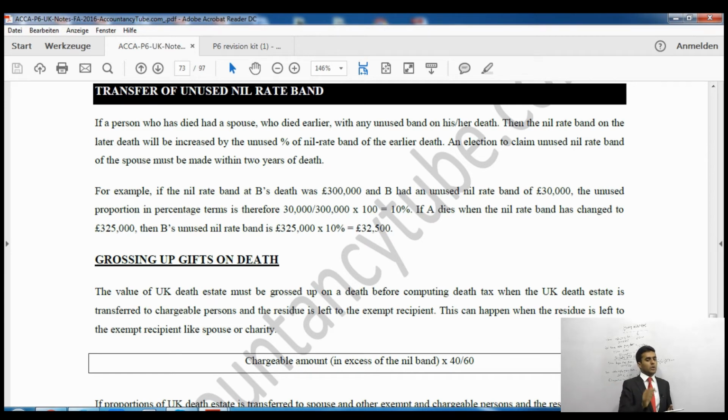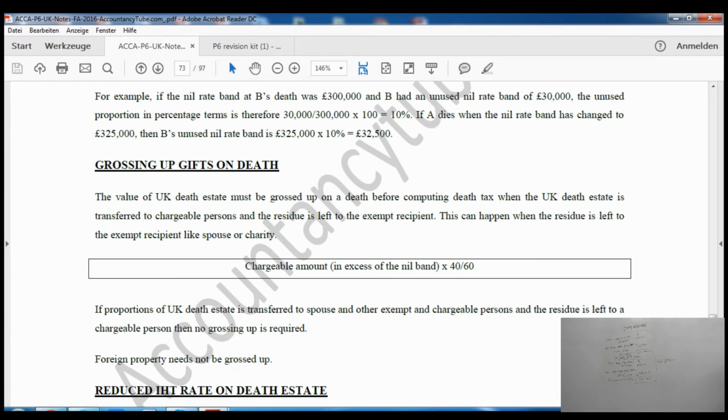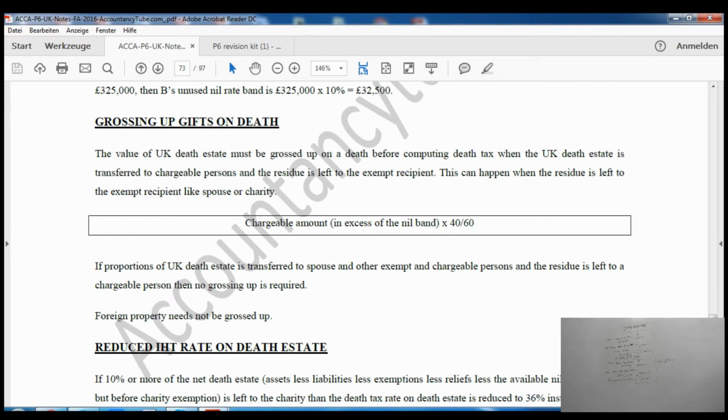We'll have to apply that percentage to the new nil rate band of Mrs. and then add that into Mrs.'s nil rate band, right? So we'll have two nil rate bands: one is the unused one, and the other one is the new one. For example, the nil rate band at B's death was £300,000, and B had an unused nil rate band of £30,000. Then the unused portion is 10%. So if A dies, then the nil rate band has changed to £325,000. Then B's unused nil rate band is going to be 10% of £325,000, which is £32,500. So they will get £325,000 for himself or herself, and on top of that for her spouse as well, whatever the percentage was. In this case it is 10%.